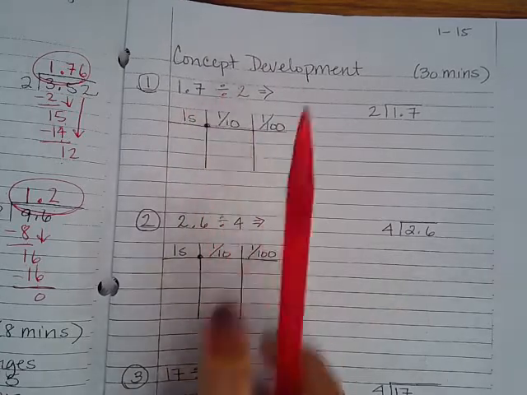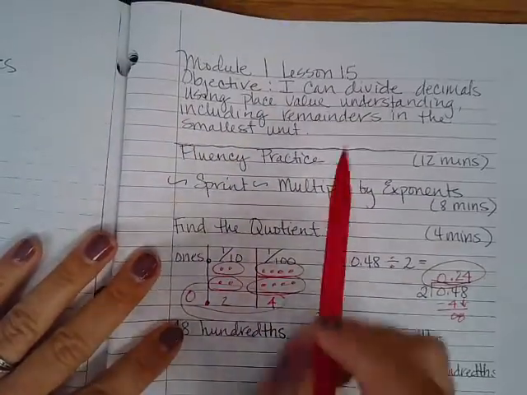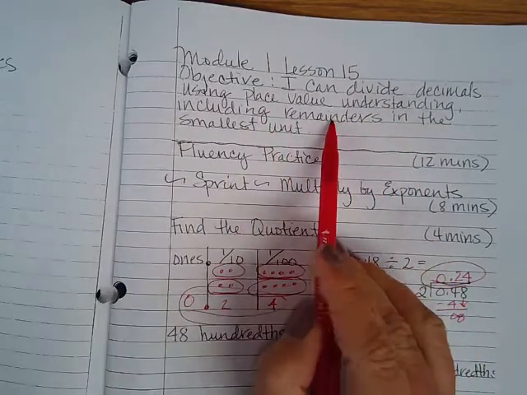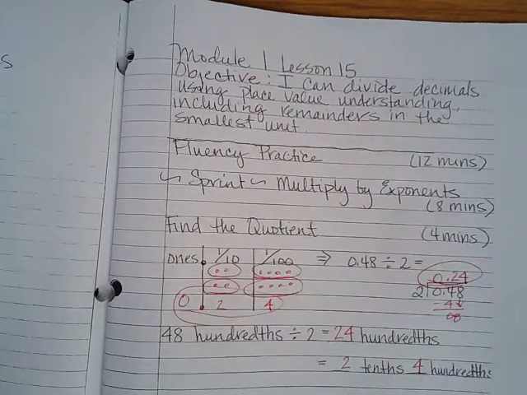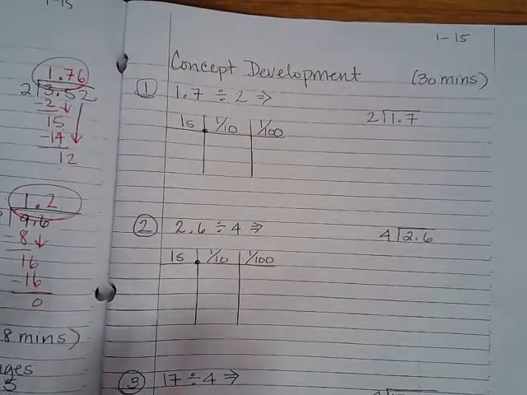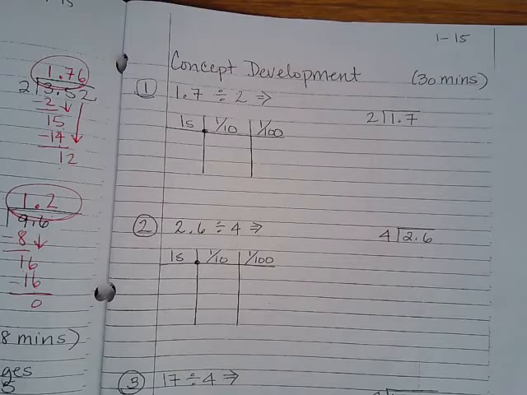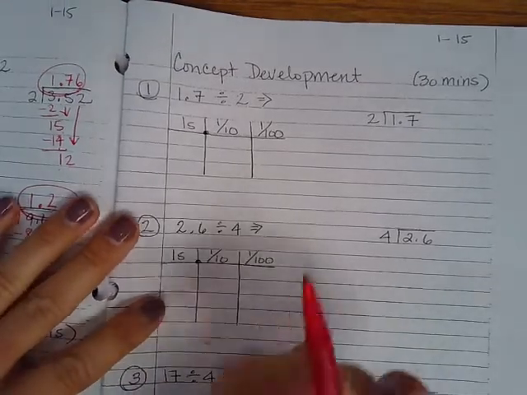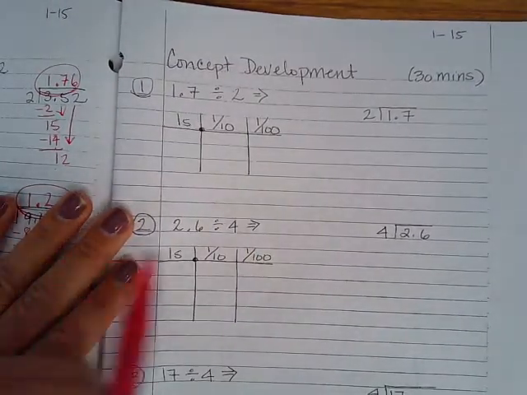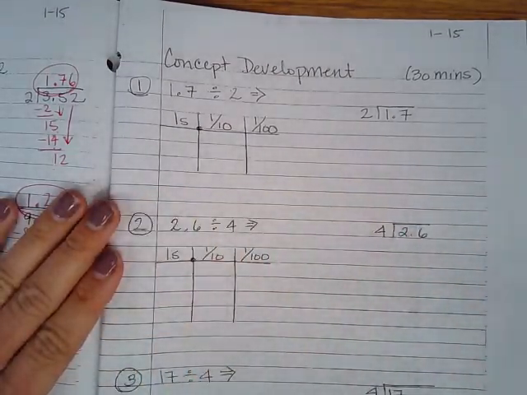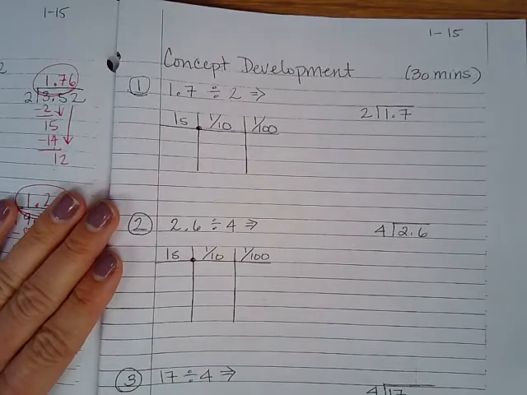We're going to go right back. Remember what our objective is: I can divide decimals using place value understanding, including remainders. Now, I'm not so sure about the remainders, so I'm not sure if I actually see any remainders in here, but let's see what we end up with. Because I don't know if it's necessarily remainders or it's actually trying to multiply the problem all the way out.